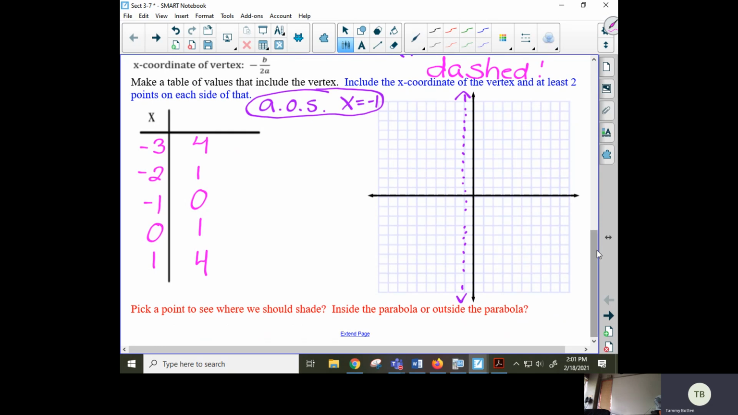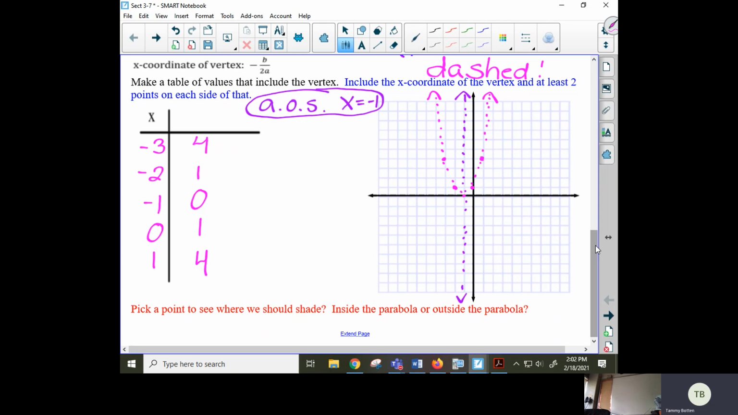Now we're going to go and plot these points. So at -3, I'm up to 4. At -2, I'm at 1. At -1, I'm at 0. At 0, I'm at 1. At 1, I'm at 4. And remember, you have to do a dashed parabola when you do this. So you're just going to kind of estimate where you think it's going to go. Something like that. Okay.